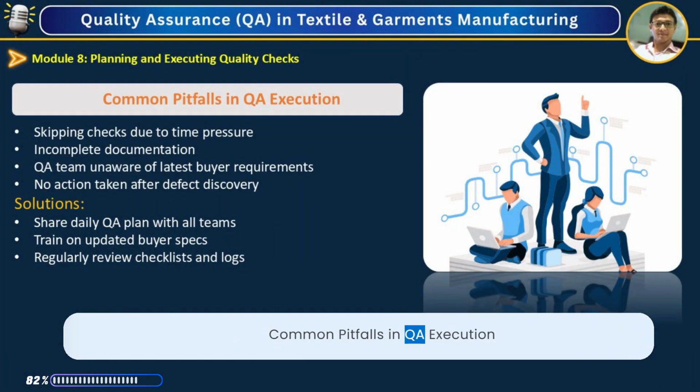Common pitfalls in QA execution. Skipping checks due to time pressure. Incomplete documentation. QA team unaware of latest buyer requirements. No action taken after defect discovery.